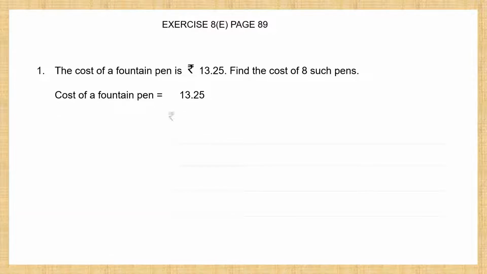Cost of a fountain pen is rupees 13.25. Cost of 8 will be 13.25 into 8. So let's start our multiplication. Now whenever we do multiplication of decimal numbers, we ignore the point first and then multiply like we do regular multiplication. So let me ignore the point and write this. It becomes 1325. Now let's multiply it by 8.